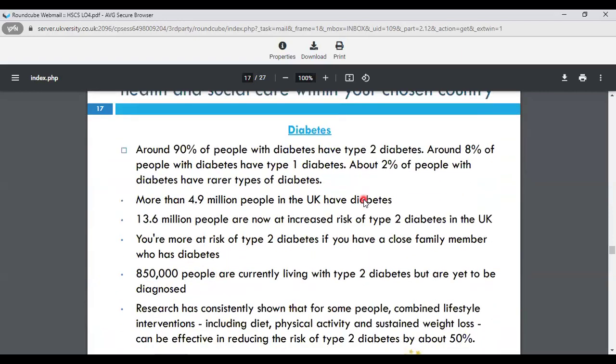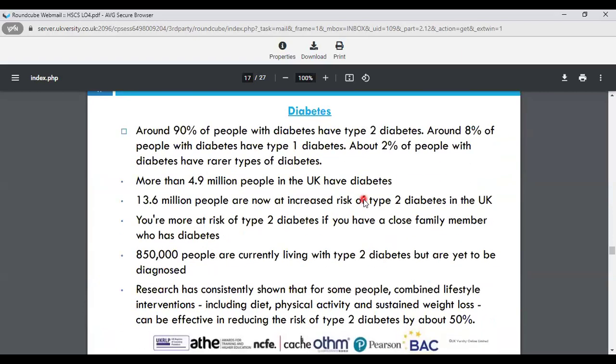And then you have diabetes. Around 90% of people who have diabetes have type 2 diabetes. Type 1 diabetes is found in young people, type 2 diabetes is in older people. It can be there in young people also, but type 1 is the one you develop as a child, whereas type 2 diabetes is more because of the environment. So 8% of people with diabetes have type 1, and about 2% have a rare type of diabetes.